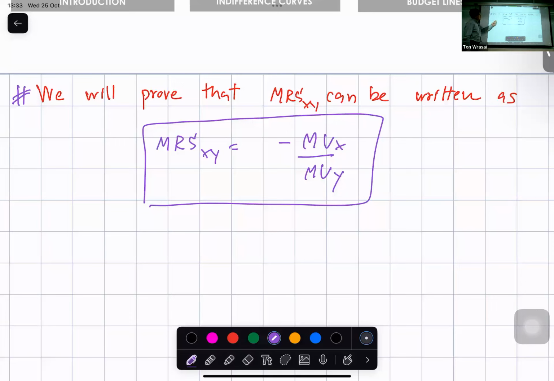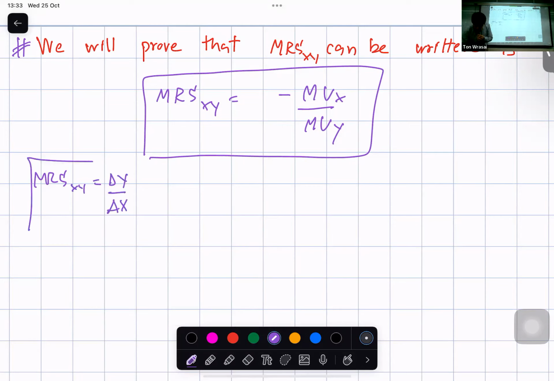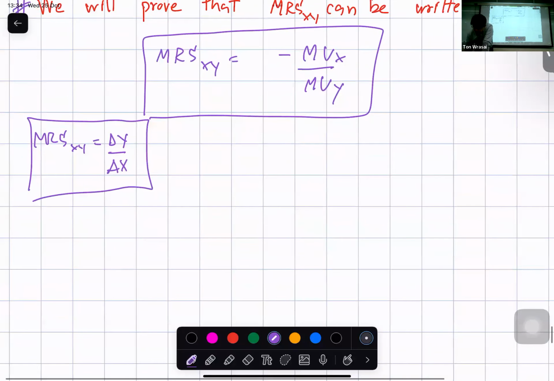Here, we will prove that this MRS, the original recipe, is equal to delta Y over delta X. That's our original recipe. But now we will prove that it can be written as the ratio of marginal utility between pizza and Pepsi. Let's start.